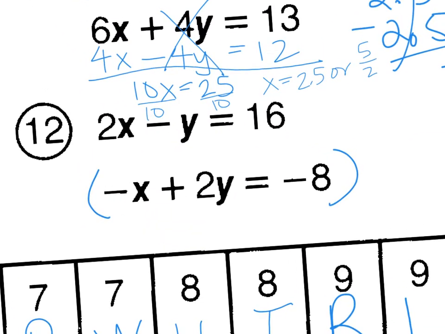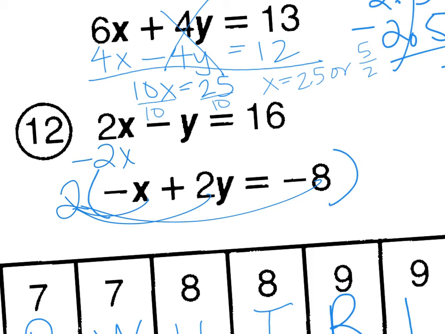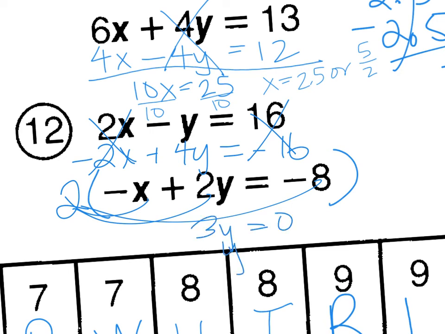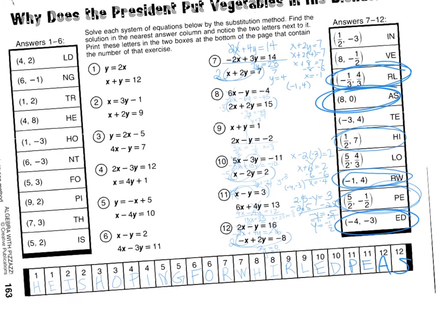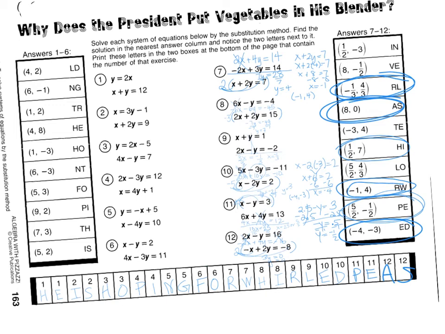Okay, last one. I'm going to multiply by 2. So I'm going to distribute this 2, and I'm going to put it in the middle. So it's going to say -2x, and it's going to say 4y equals -16. So not only are my x's going to cancel, but so are my 16s. So I'm going to end up with 3y equals 0, or divide by 3, I'm still going to get y equals 0. So when I look at my answers, I have only one with a 0, which is, okay, so if you take a look, that is the right-hand side of the worksheet.